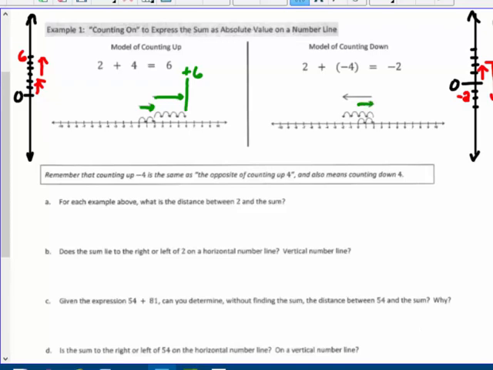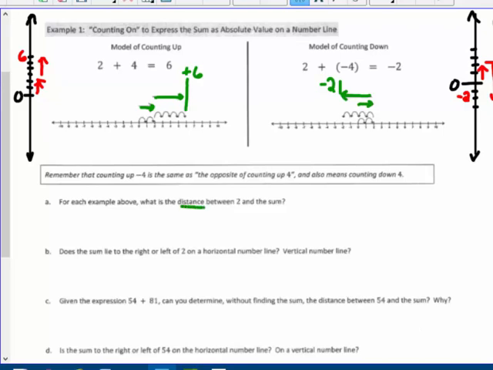Well, we're going to do that same thing. First we count over to 2 to the right, because that's a positive value. And now we have to do the opposite. Adding negative 4, we're going to go left because it's a negative value, and in this case, we get to negative 2 as the sum.